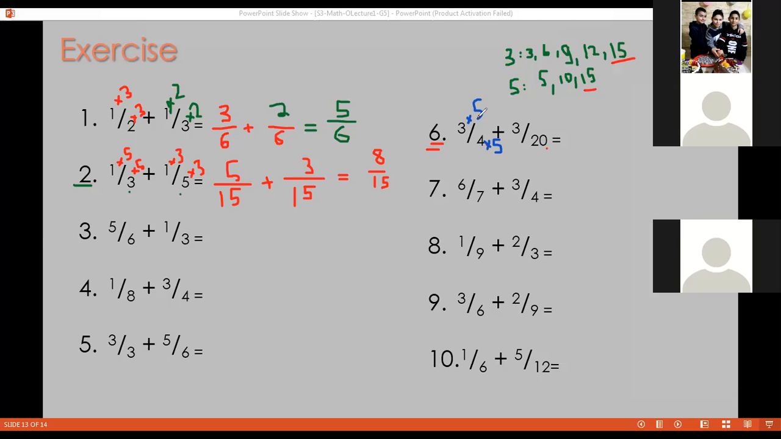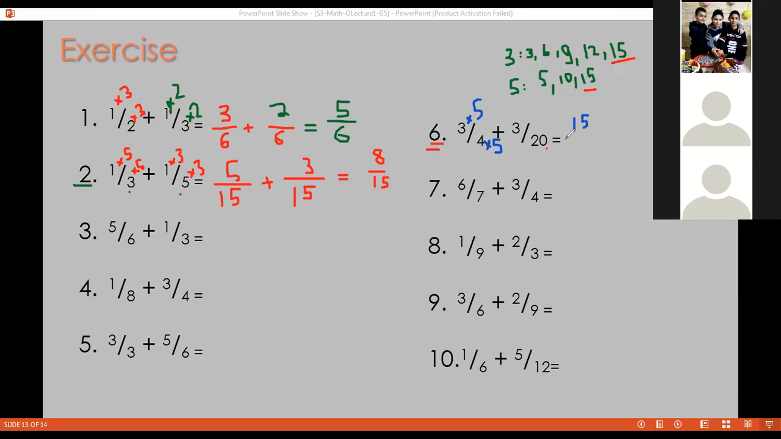Okay, so guys, the first fraction will become 15 over 20. And the second fraction remains as it is, which is 3 over 20. And now I add them together and I get 18 over 20. Very easy. So tomorrow, guys, we're going to practice more about these. You're going to have the worksheet as homework for Monday.